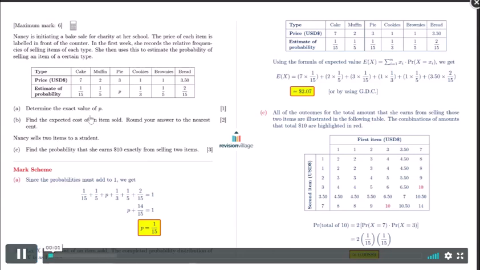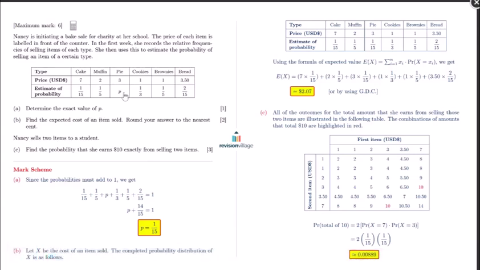Part A, to determine the exact value of P. So P is this value here, which is the probability of selling a pie. So for a new customer that comes up to Nancy's counter, she is selling 6 different items here: cakes, muffins, pies, cookies, brownies, bread. Sounds like a very nice bake sale.